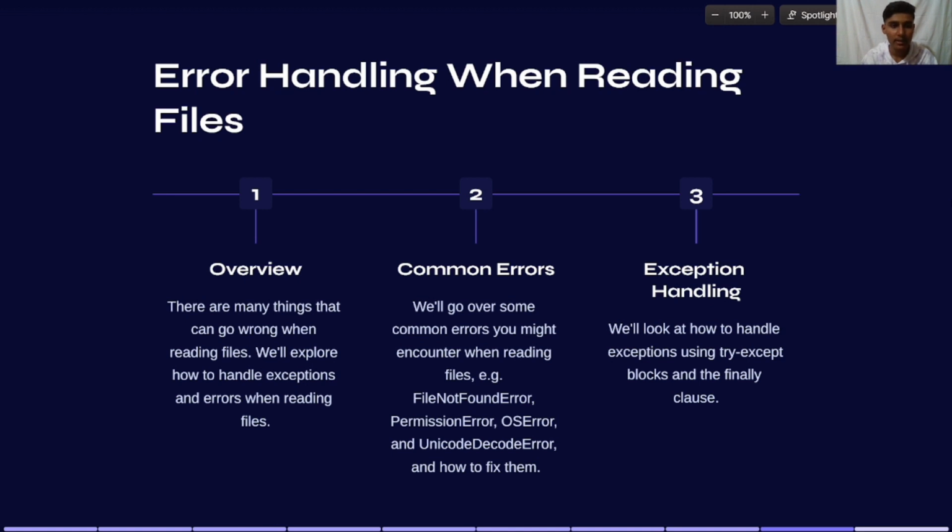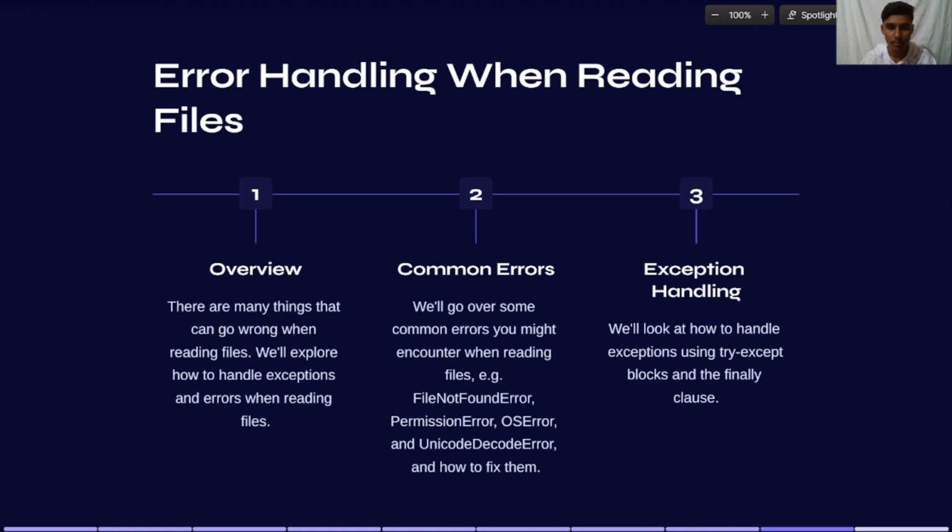And the last one is error handling when reading files. In this there are three steps. The first one is overview, the second one is common errors, and the third one is exception handling. The first one is overview. There are many things that can go wrong when reading files. We'll explore how to handle exceptions or errors when handling files.